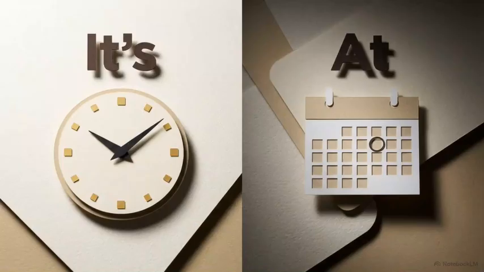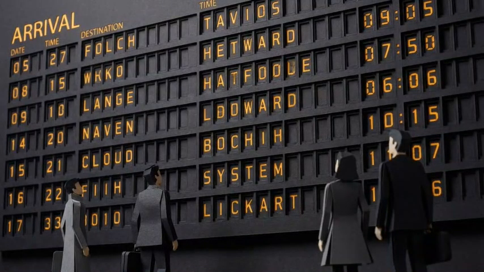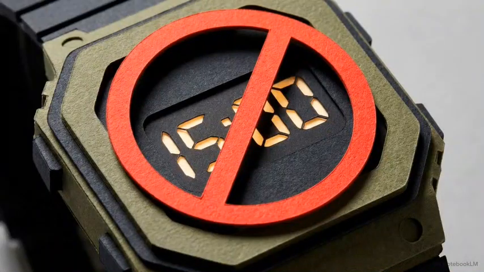Choosing between these two words changes your entire sentence. It's tells someone what the clock says in the present moment, while at helps you schedule plans for the future. There is one last cultural detail to keep in mind. In English, we rarely use a 24-hour military clock. Instead, we use a 12-hour cycle that repeats twice a day.